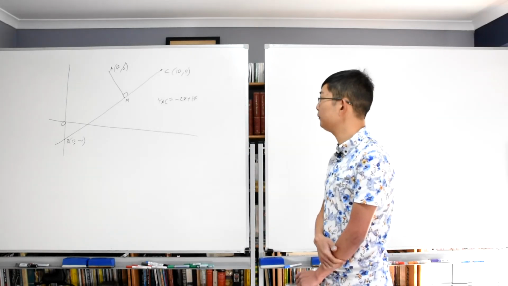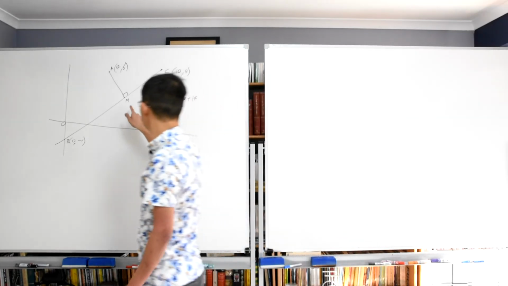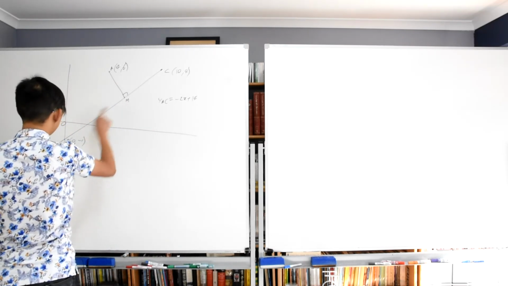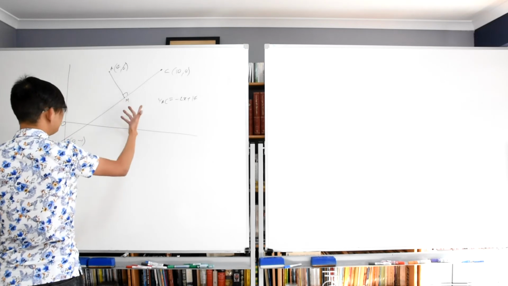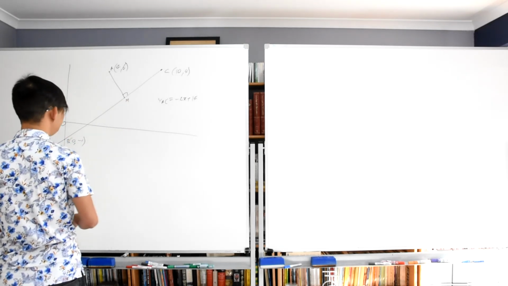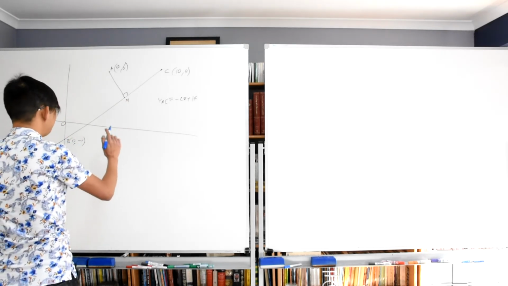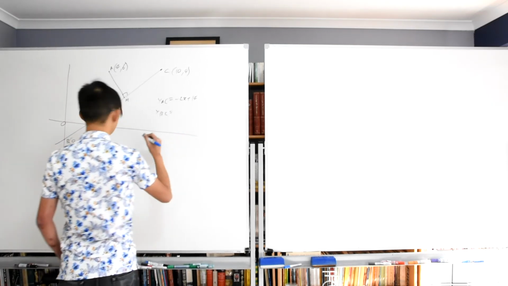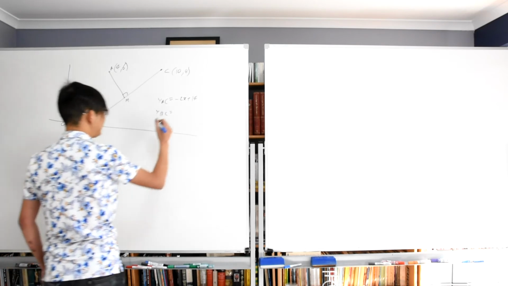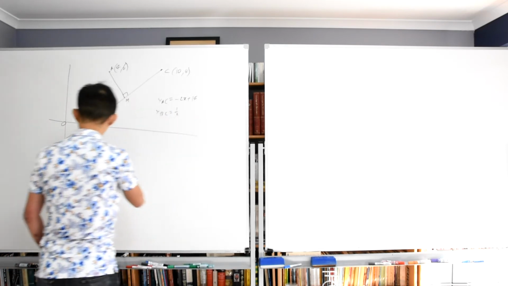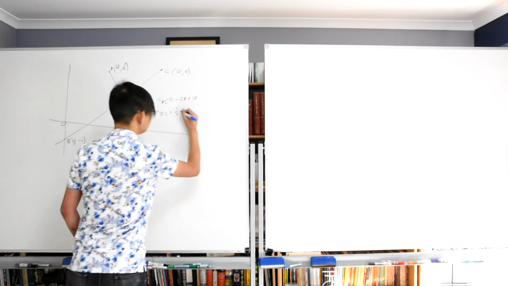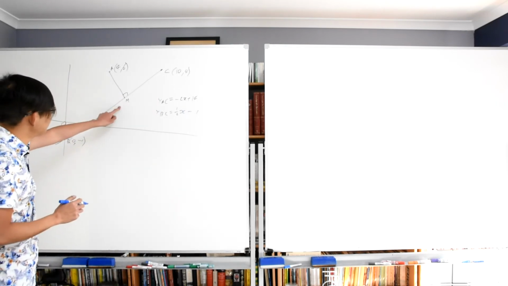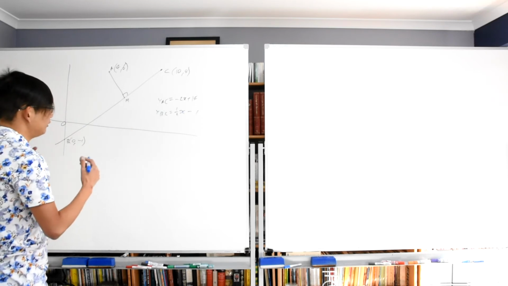Find the coordinates of M. This point M must be some sort of an intersection between the line AM and the line BC. What do we do? We just equate both lines together. Firstly, what's the equation of the line BC? Well, we saw that the gradient earlier was -half, and the y-intercept is -1.